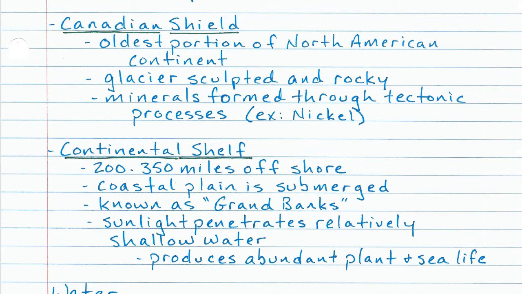This area is known as the Grand Banks. And so this, in historical geography, we'll talk about as an area that was really important for cod fishing. Cod in particular really like this kind of shallow, cold water. Part of the reason that it's so great for fish life is because the water is relatively shallow, and so sunlight penetrates and helps to produce abundant plant life and also sea life. So not only the fish, but also lots of plankton, which the fish love to feed on.